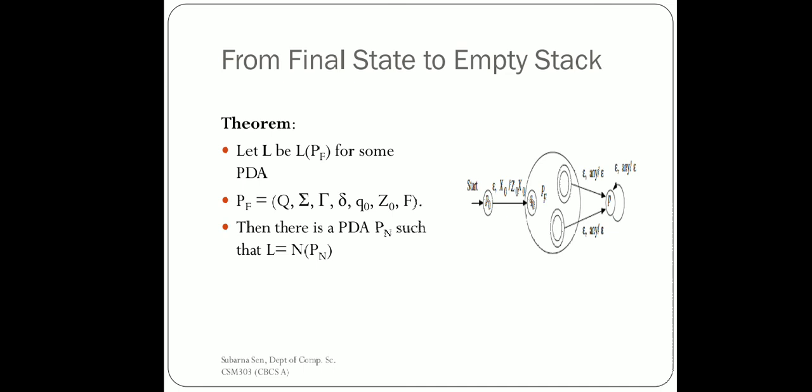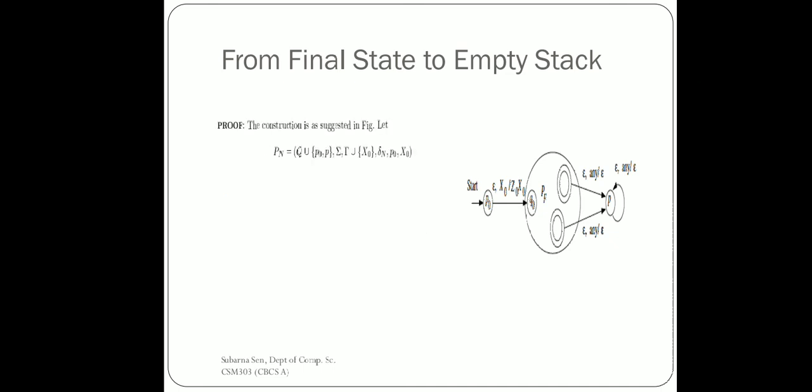We will prove that L of PF is the same as N of PN. In a previous lecture, we proved the reverse one. Here the situation is just reverse. So what we have to prove here, we are assuming the machine PN, or PDA PN. It will have everything similar.